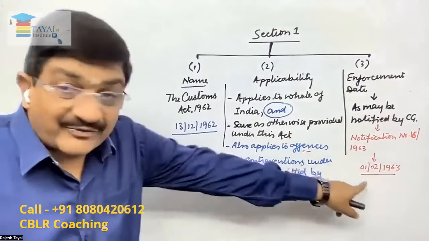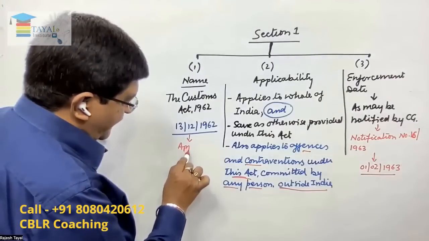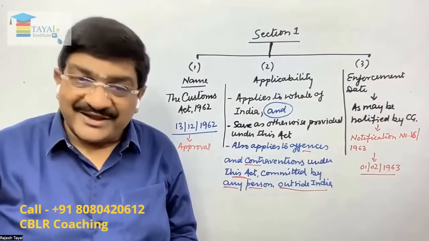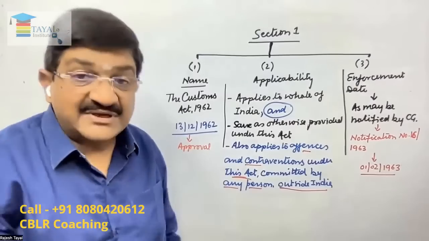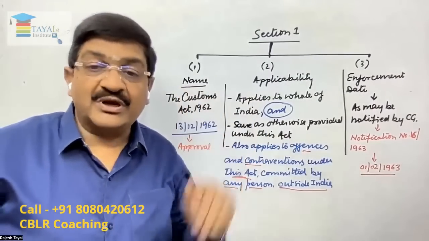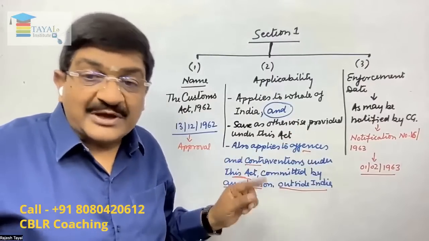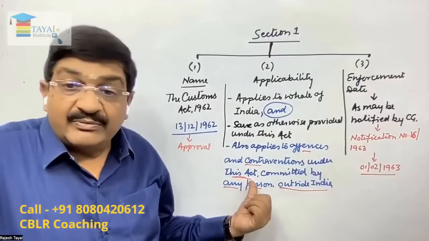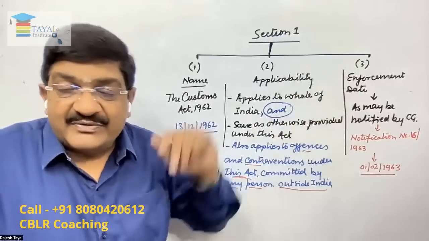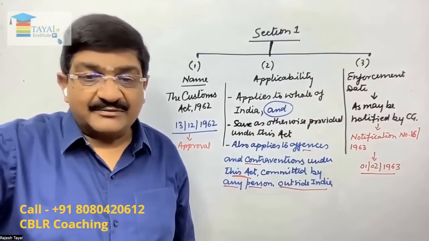This is the date of approval. This is the date of applicability. This is approval, and this is the date from which provisions became applicable. So subsection 1 says this act may be called the Customs Act 1962. Provisions of the act are applicable throughout the country and, save as otherwise provided under this act, this also applies to the offenses and contraventions under the act but committed outside India by any person. The provisions will be applicable from the date fixed by the government, by way of notification number 16 of 1963.